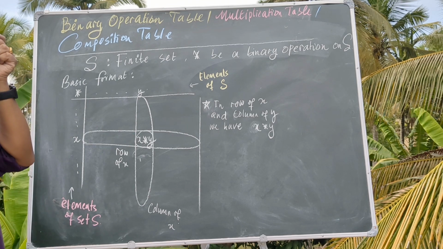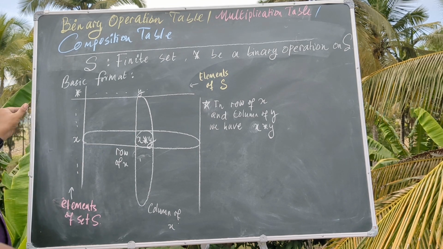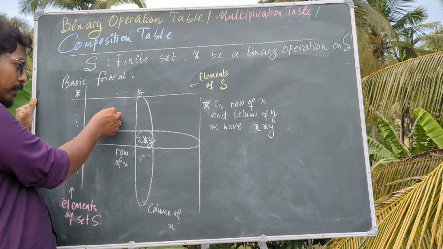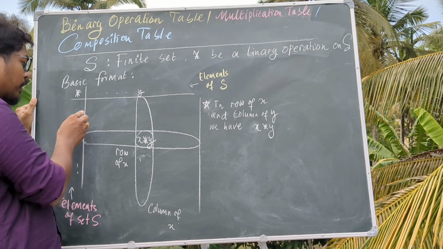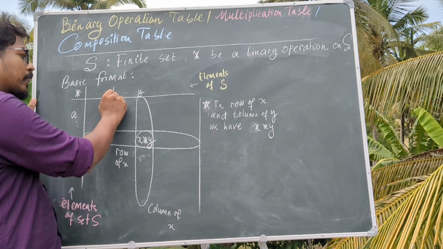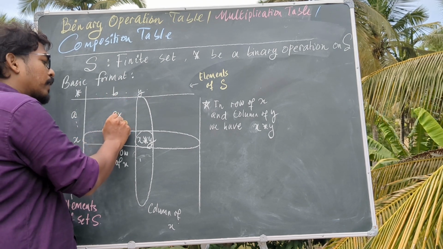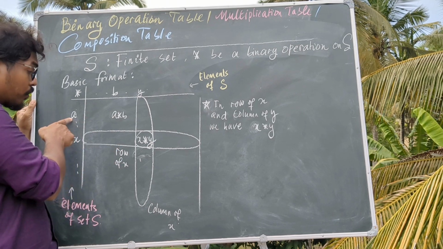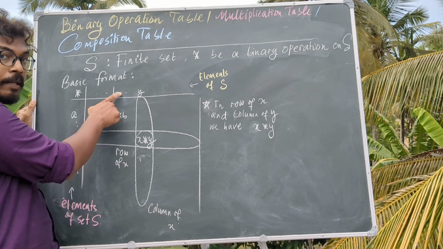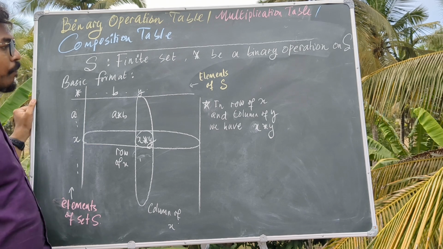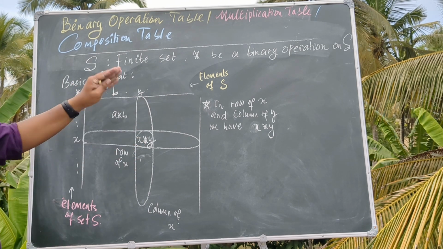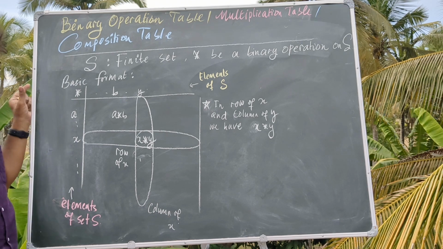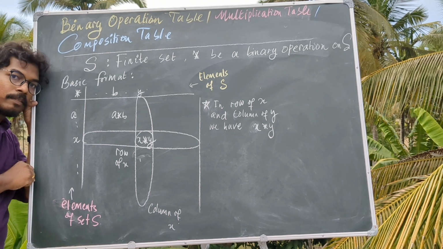So this is the basic format. In any entry, suppose this element is A and this element is B, we will have A star B. First one is from row, second one is from column. Remember that. So this is our basic format. We will see examples. Let me erase it. Pause the video to note.